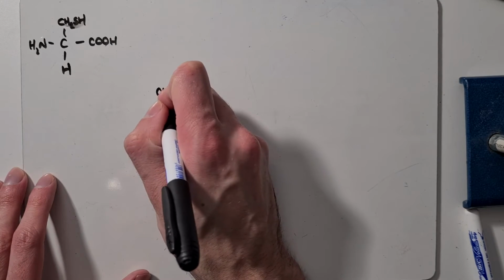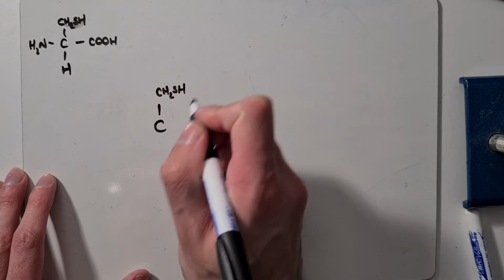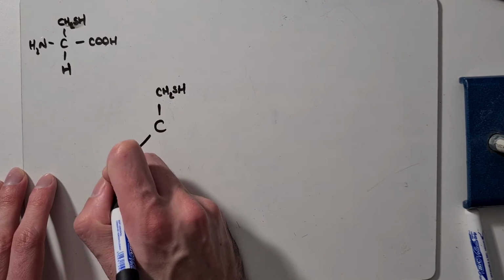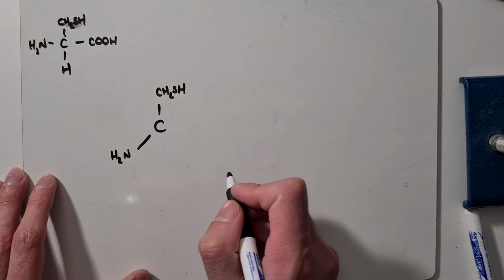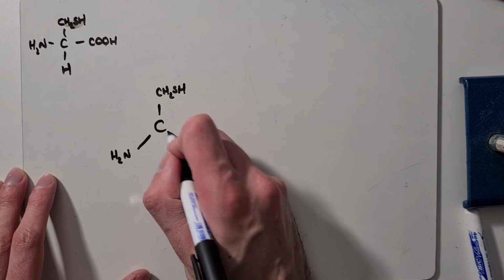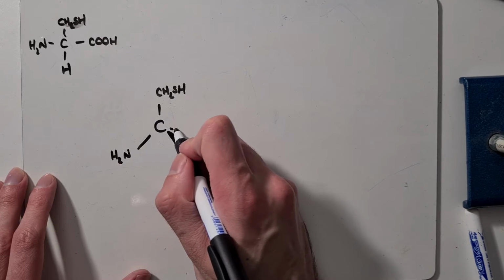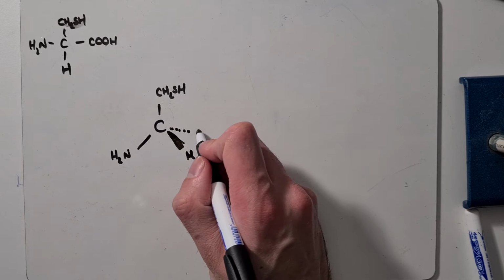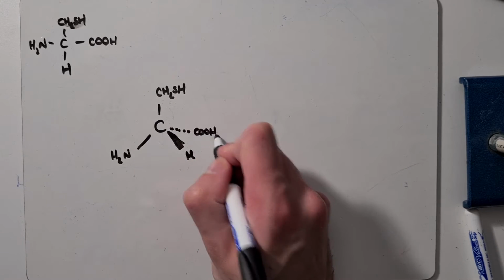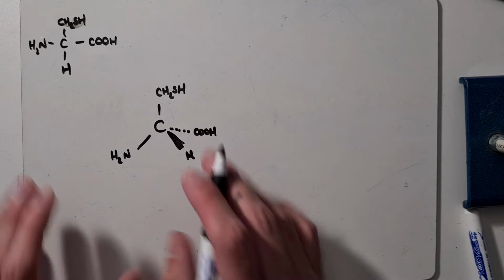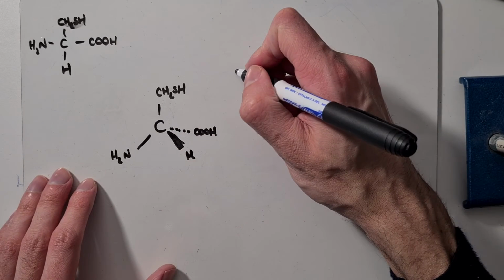formula. So I'm going to put CH2SH going straight up. Coming down this way, I'm going to put the amine group, coming out towards me with a wedge, and put the H. Then going back, I'm going to put the COOH, the carboxylic acid group. So that's one of the 3D structures.